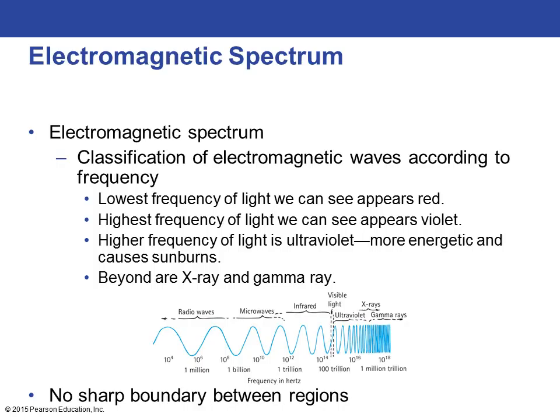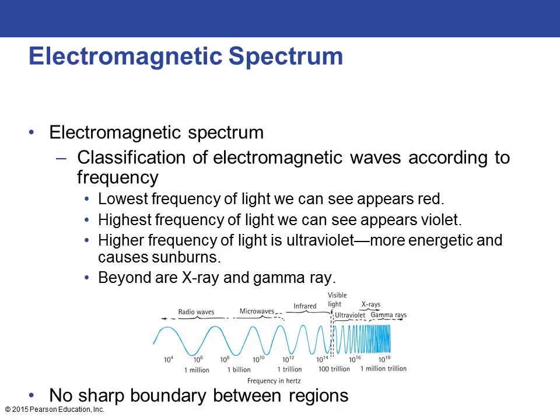Now, the electromagnetic spectrum is a way of classifying electromagnetic waves according to their frequency. And so this would be very, very low frequency, moving all the way to very, very high frequency, so that wave occurring much quicker per second. And the lowest frequency of light that we can see appears red. So if you look at the visible light spectrum, it's right about here, and on the low end of the visible light spectrum is the red end.